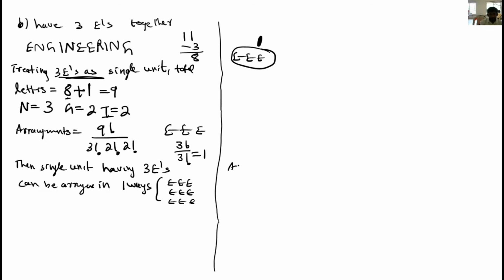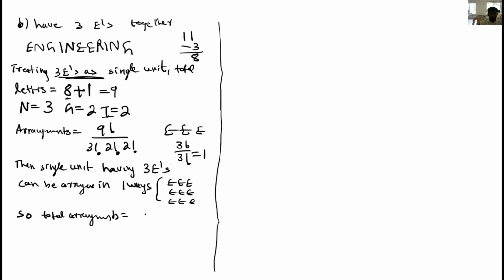Suppose distinct objects A, B, C are given. In that case, how many ways are there? 3 factorial ways. But if the letters are A, A, A only, then only one arrangement is possible, because whatever arrangement you are making, that arrangement remains the same.